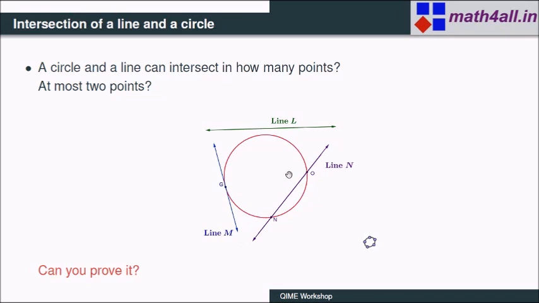In GeoGebra, it's very easy to check, okay? But can you prove such a thing mathematically? Because we know the equation of the line, we know the equation of the plane, the equation of the circle, given center, given radius, we know it. So can you prove it mathematically? That is the question.